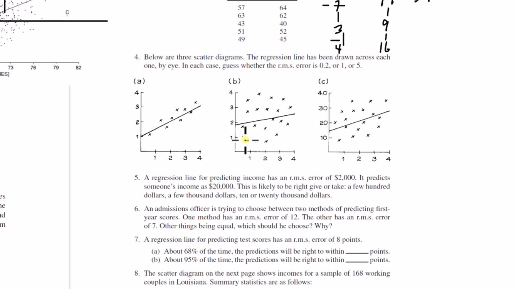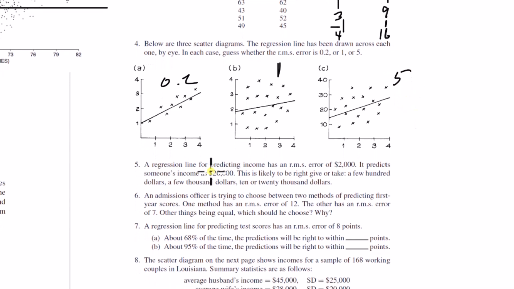This looks like it's going to be on average around 1. So this is going to be 1. This, with a similar scale, is less clustered than the 1 here. So this is 0.2. And even though this is a similar scattering about the line, it's a bigger scale. So this we'd say is 5.